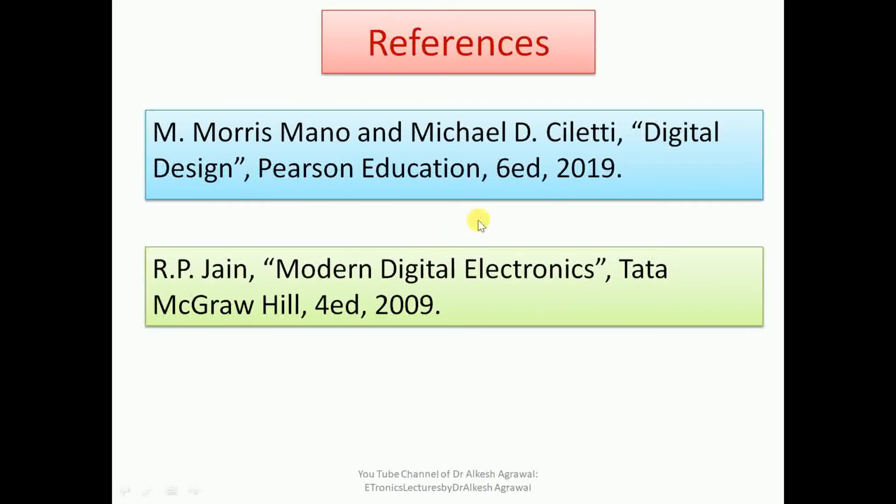These are some reference books: Digital Design, authored by M. Morris Mano and M. D. Ciletti, and another book is Modern Digital Electronics, authored by R. P. Jain.